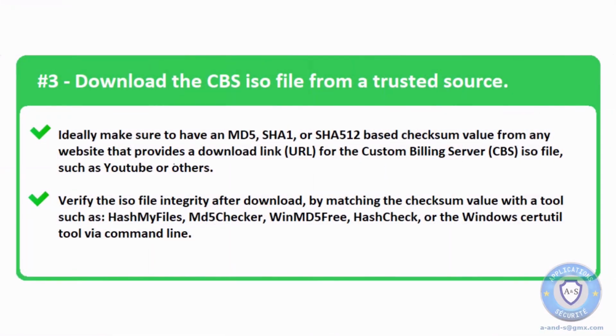Step 3. Download the ISO file of the custom billing server from a trusted source. Then check the file integrity using a checksum validation tool. This integrity check is optional, but highly recommended to ensure you've downloaded a valid file. Please read the instructions on the screen for further help regarding this third step.